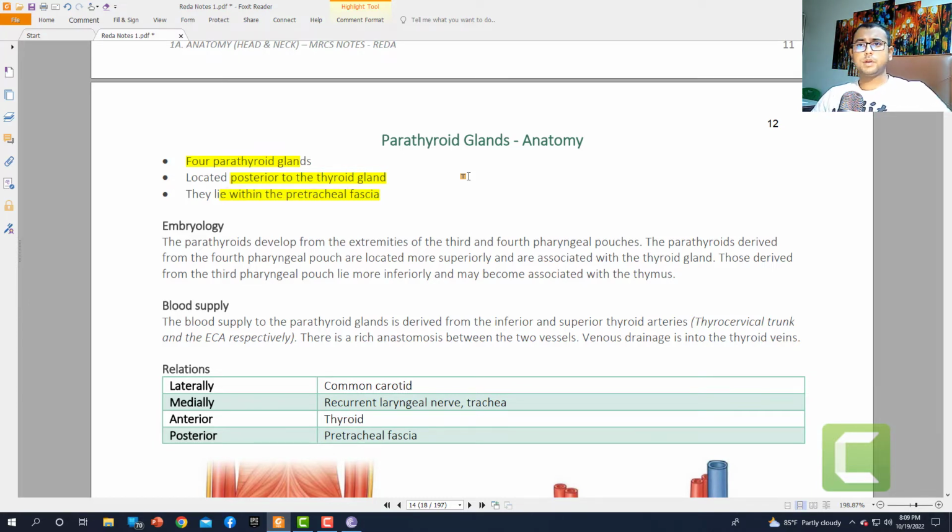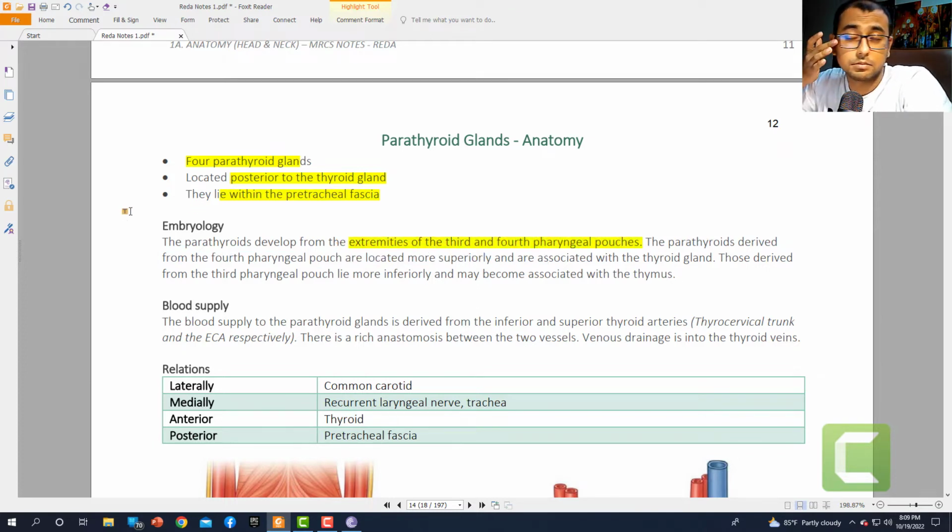Embryology, very important. Where do the parathyroid glands develop from? Where these glands develop is very important. Parathyroid glands develop from the extremity of the 3rd and 4th pharyngeal pouches. Okay, must remember the 3rd and 4th pharyngeal pouches. The parathyroid derived from the 4th pharyngeal pouch is located more superficially, associated with the thyroid gland.